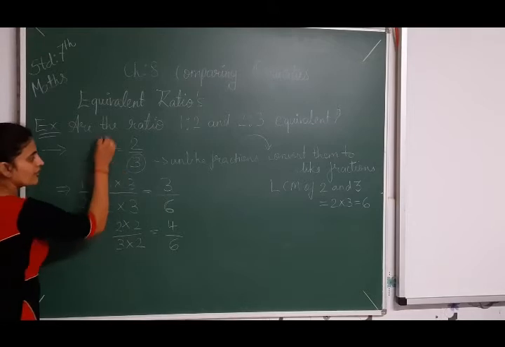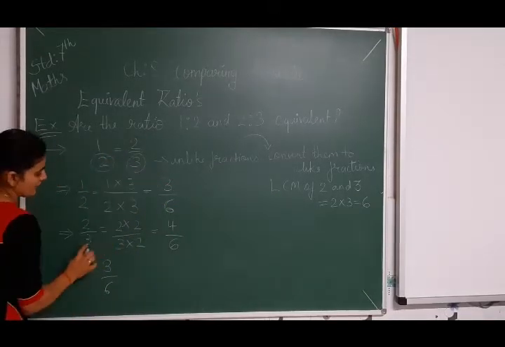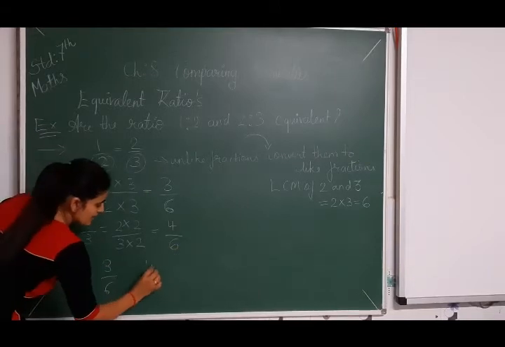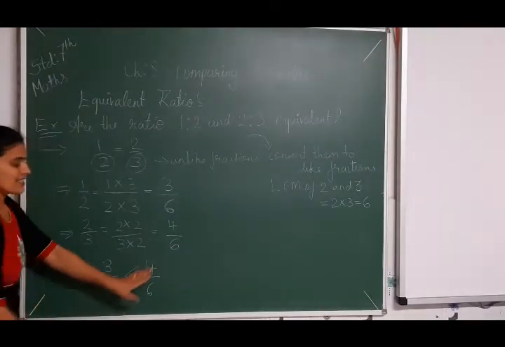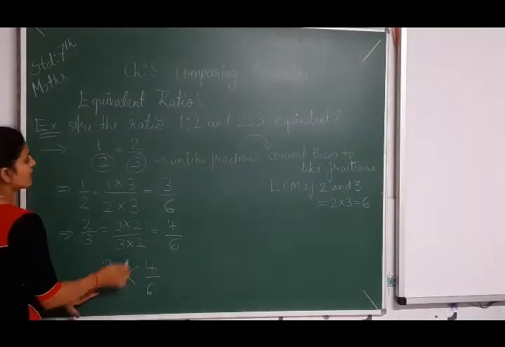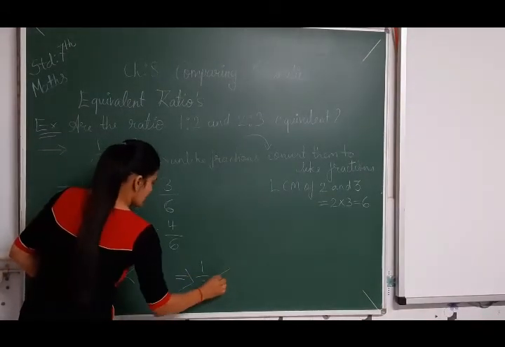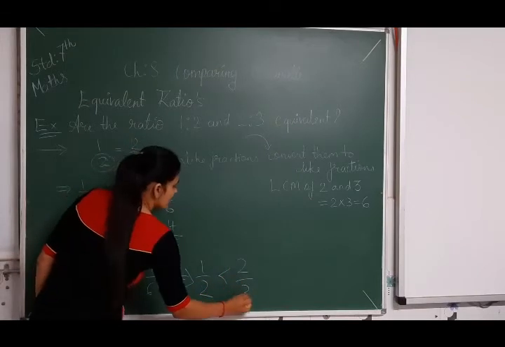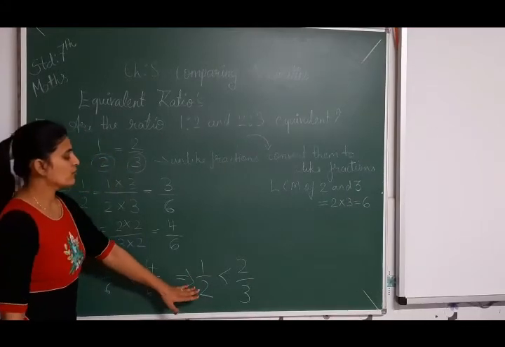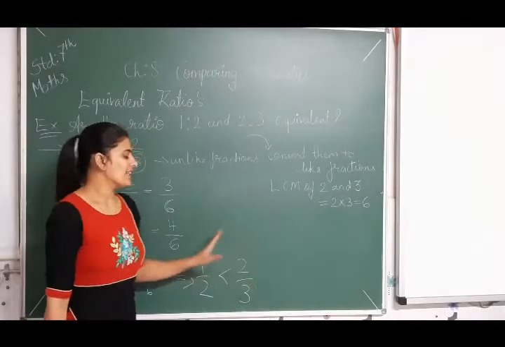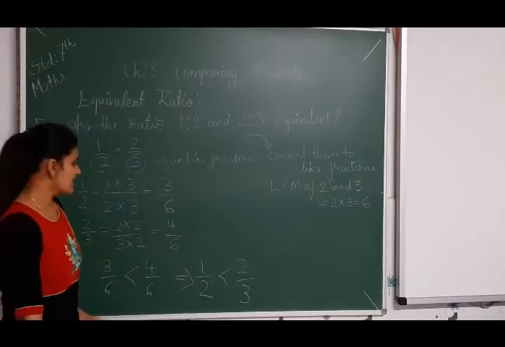So instead of 1 by 2 we can write 3 by 6, and instead of 2 by 3 what are we getting? 4 by 6. Now if we want to compare which is greater, 4 by 6 is greater. That means instead of 3 by 6, 1 by 2 we can write. So 1 by 2 is less than 2 by 3. This way you can say that 1 by 2 is less than 2 by 3, or 2 by 3 is greater than 1 by 2. So which ratio is greater? 2 by 3 is greater.